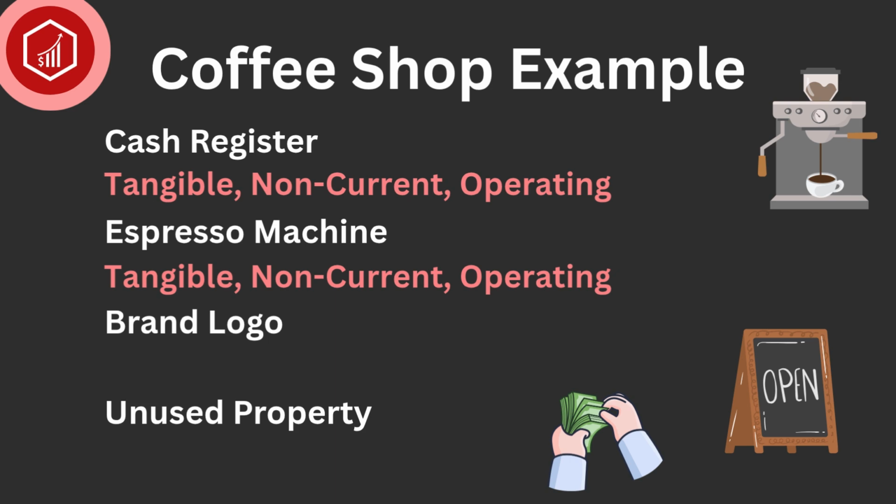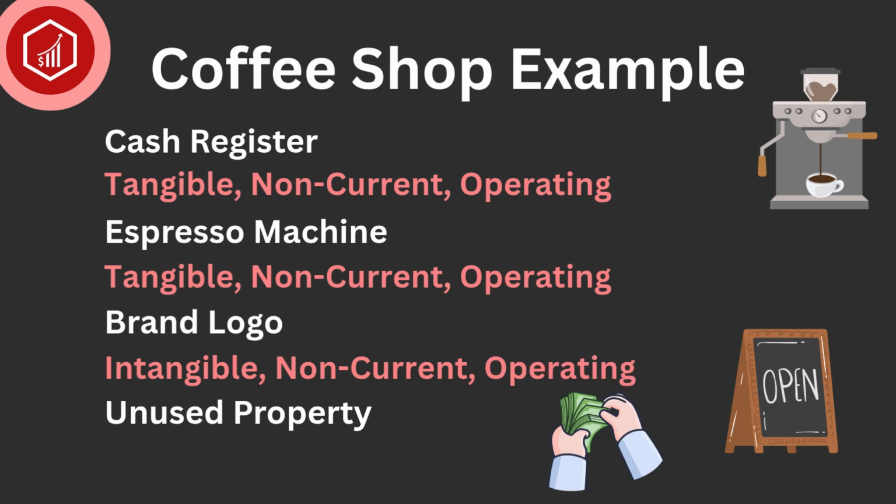Now, the brand logo. You can't touch it, but it's valuable. This makes it an intangible asset. It's part of the shop's identity and therefore an operating asset. A logo is also a non current asset because its value extends over many years. Finally, unused property. This is still a tangible asset, but it's non operating because it's not used in daily business. And because property is held long term, it's a non current asset. These examples highlight how assets can be tangible or intangible, operating or non operating, and current or non current.